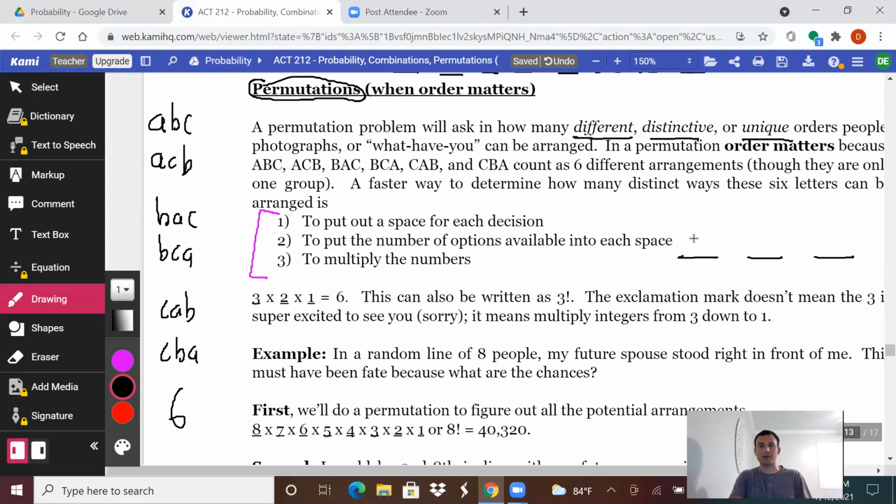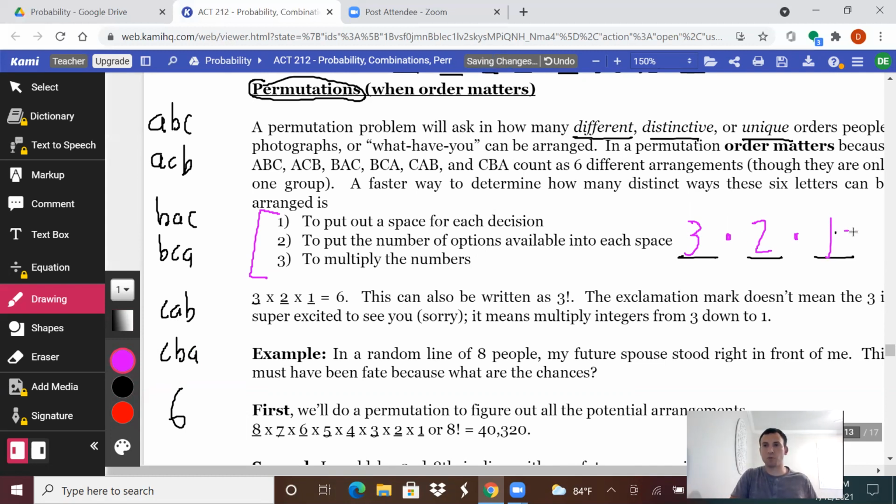We have to decide which friend stands here, which friend stands in the second spot, and which friend stands in the third spot. Then all you do is put the number of options available above each space. So for this first spot, we have 3 friends we can pick from. We picked friend A, supposedly. Then the second space, we have 2 friends left to pick from. And then the third space, we have 1 friend left.